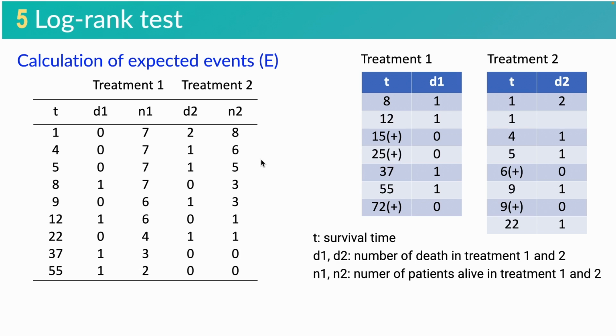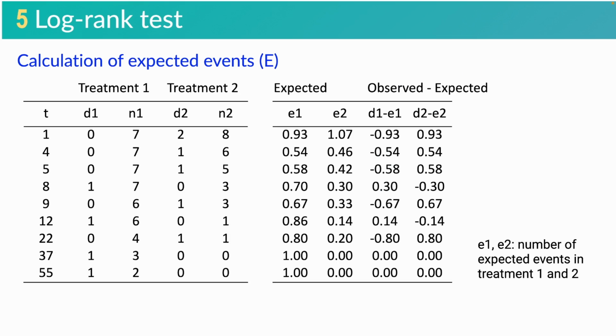As you can see, on day 1, the number of dead and the number of alive in treatment 1 are 0 and 7, and these values for treatment 2 are 2 and 8. At day 4, the number of dead and the number of patients alive for treatment 1 are 0 and 7, while these values for treatment 2 are 1 and 6.